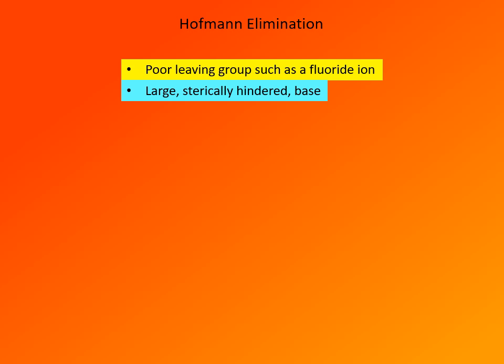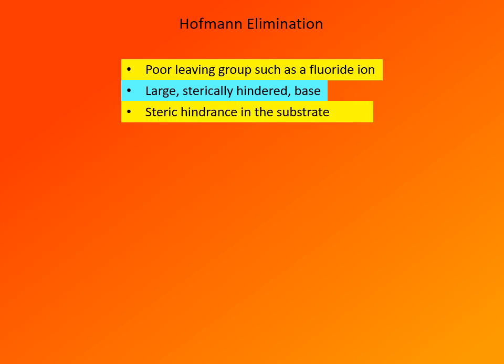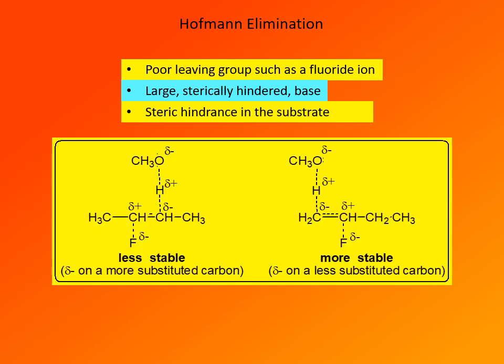Or if there is a large, sterically hindered base, or if there is steric hindrance in the substrate. So the last two are related. Basically, if there is steric hindrance present, either in the substrate or the base, or both, Hofmann elimination is favored, or alternatively, if there is a poor leaving group, such as fluoride, that also favors Hofmann elimination.